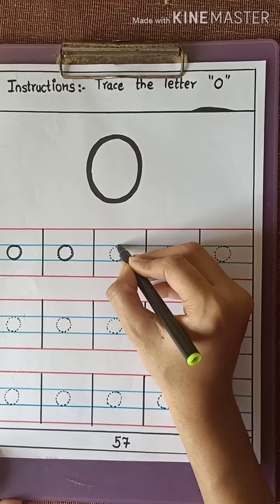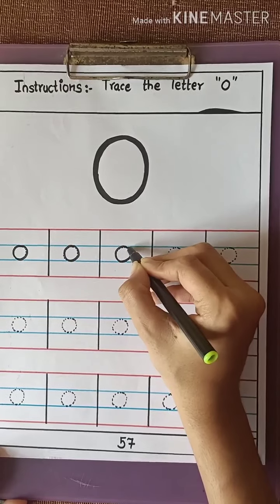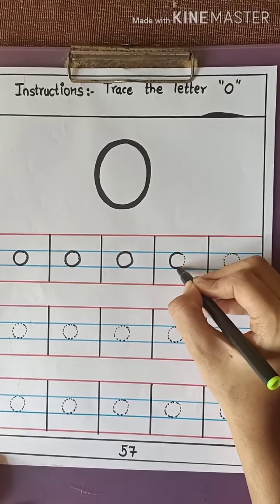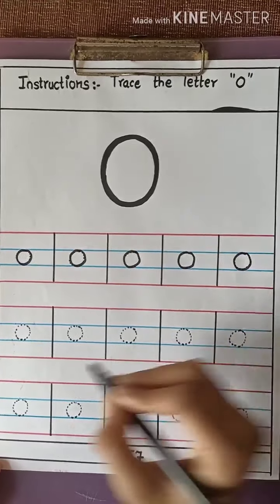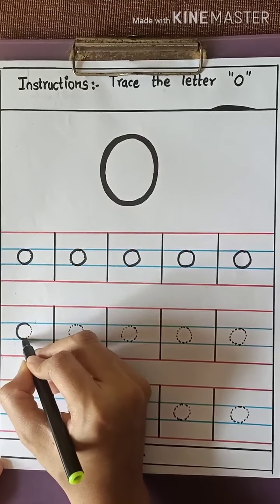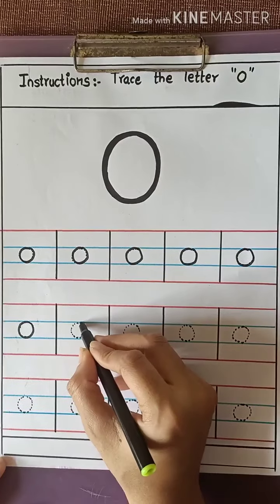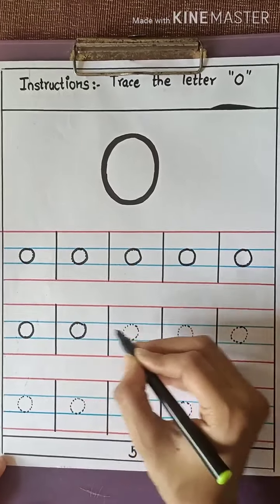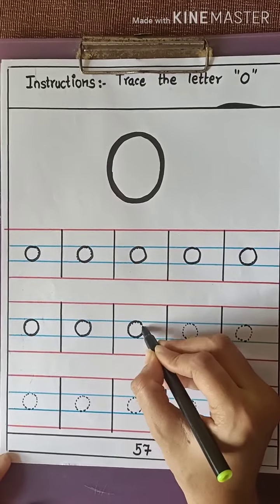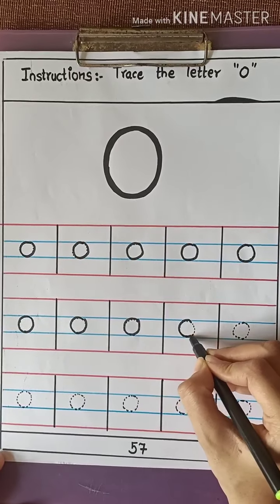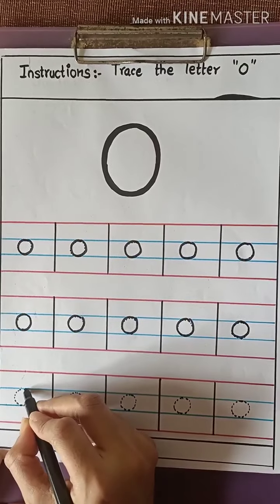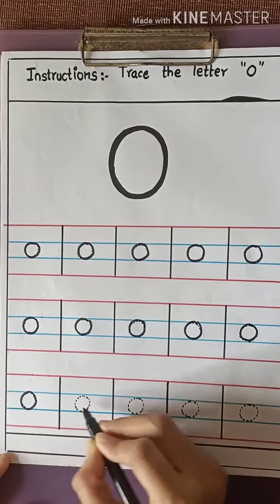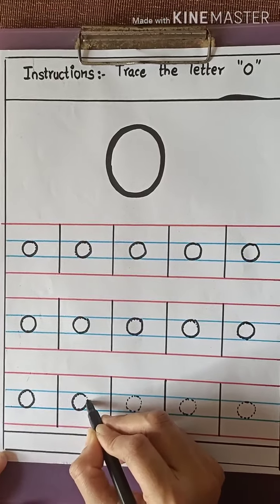What is the sound of O? O, O, orange. O, O, ostrich. O, O, octopus. While writing, keep on repeating the sound. O, O, orange. O, O, ostrich. O, O, octopus.